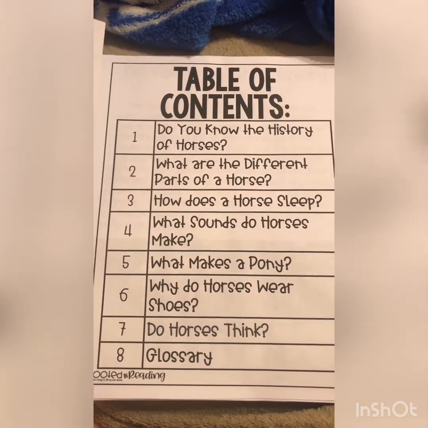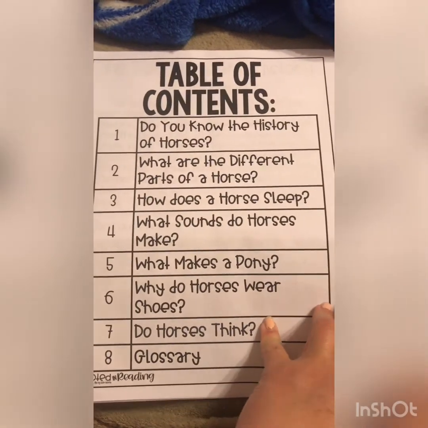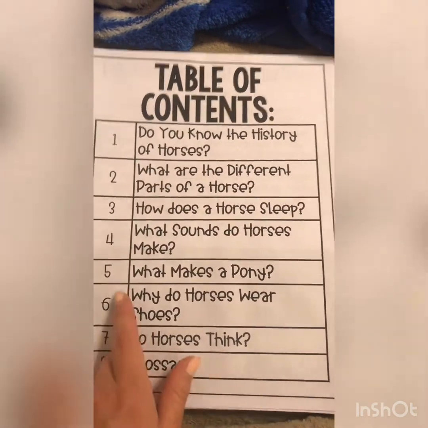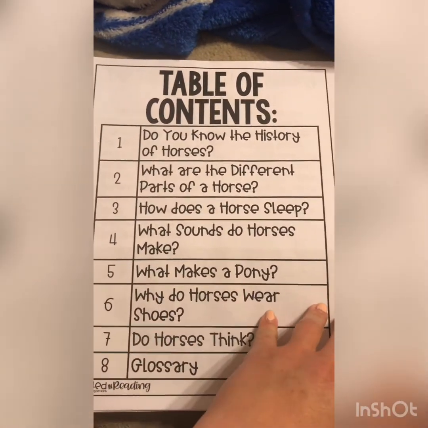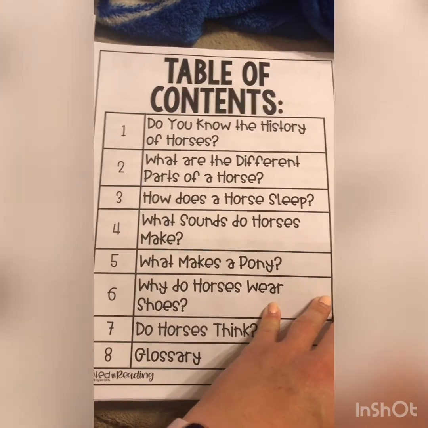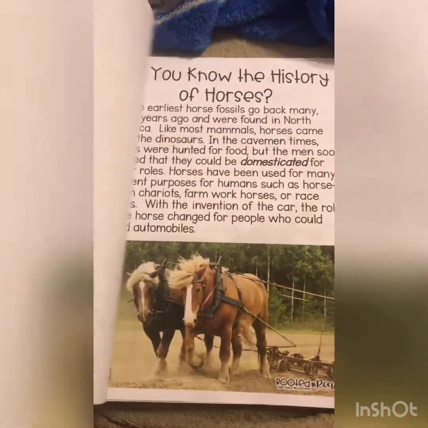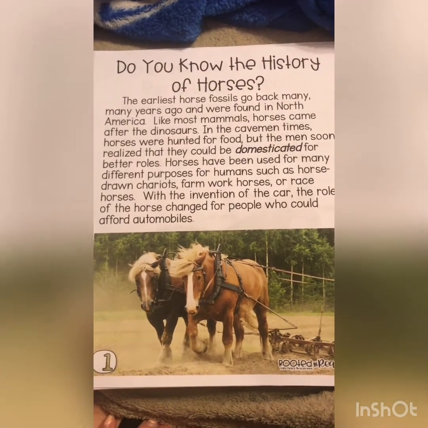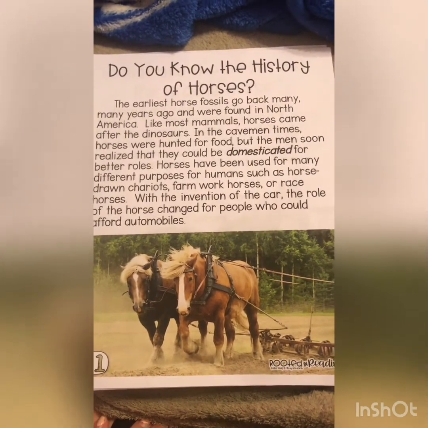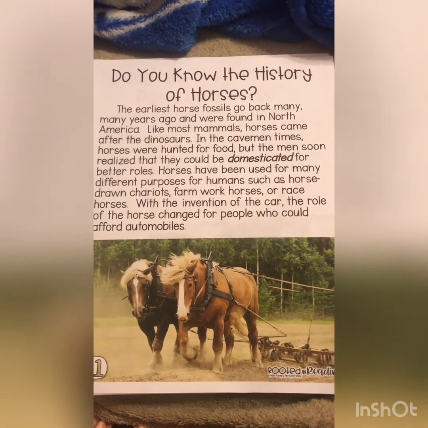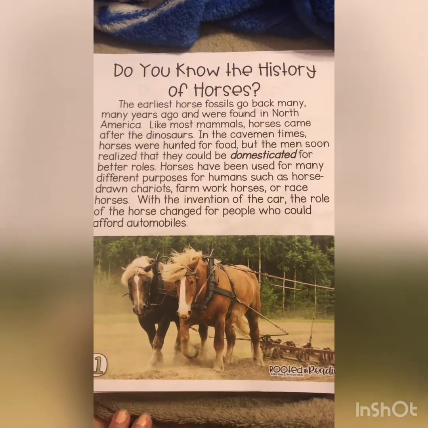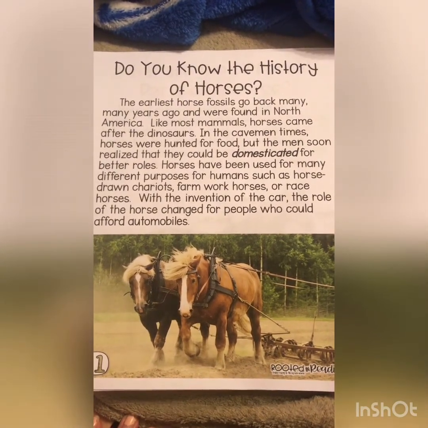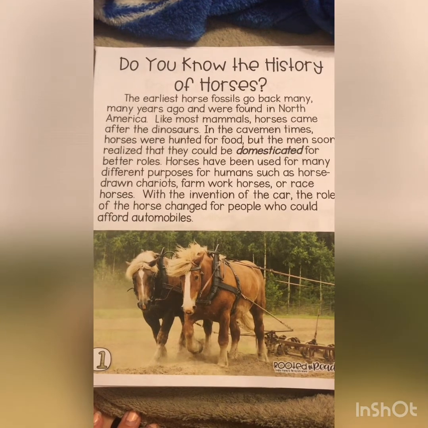The next page is our table of contents page, which we know is a text feature and lets us know what each section of the book is about. So in this book, we'll be reading about the history of horses, some different parts, what makes a pony. So lots of new learning we'll be having today. So our first section is called, Do You Know the History of Horses? So again, you should be thinking about new learning that you're having, and you will be writing down 2 to 3 facts at the end.